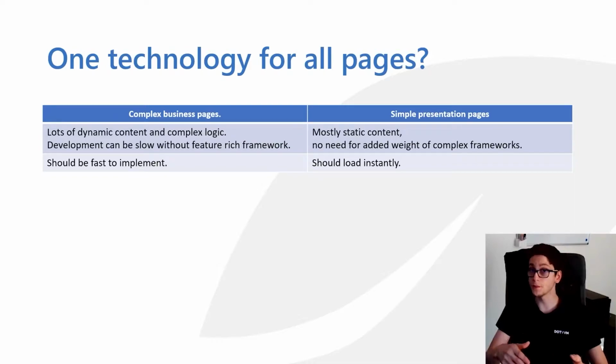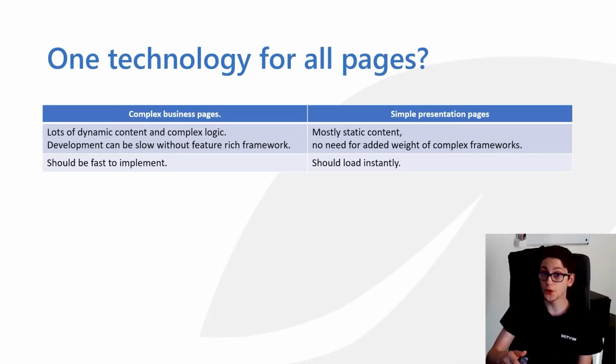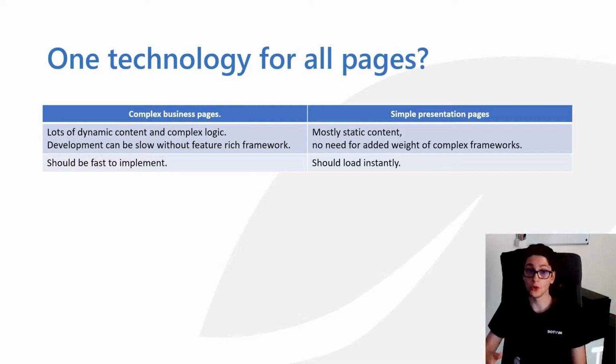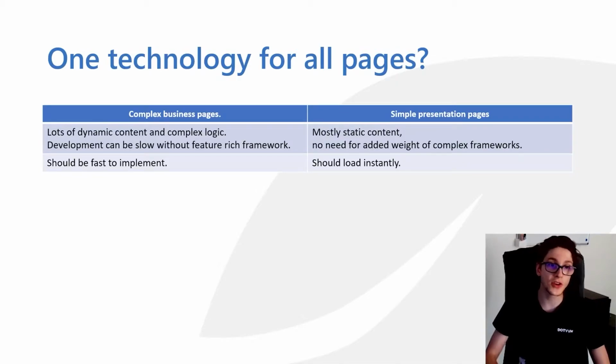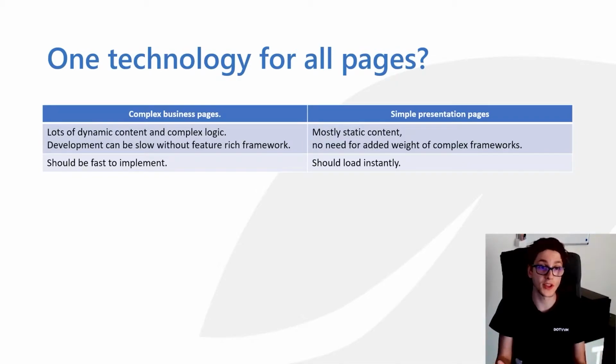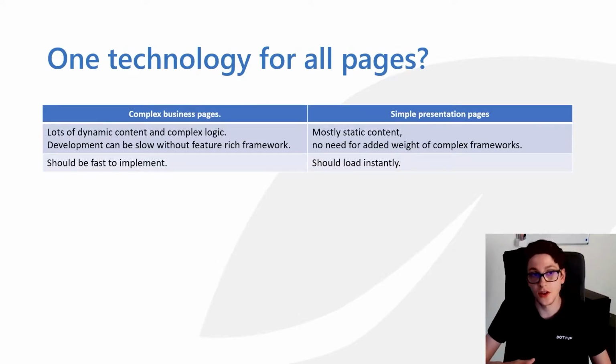On one hand, for simple presentation pages, we want to prioritize the load speed because those pages are usually the first thing the user sees when he or she comes to our web application. For business pages, we prefer development speed in most cases because we don't care so much if a page loads in 50 milliseconds versus 150 milliseconds. But we want such pages to be developed as quickly as possible.